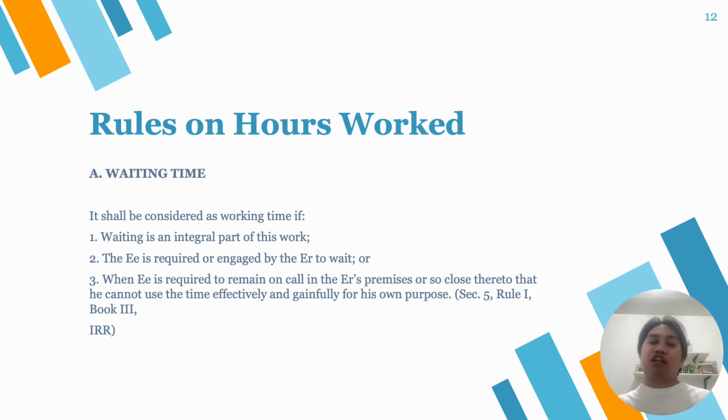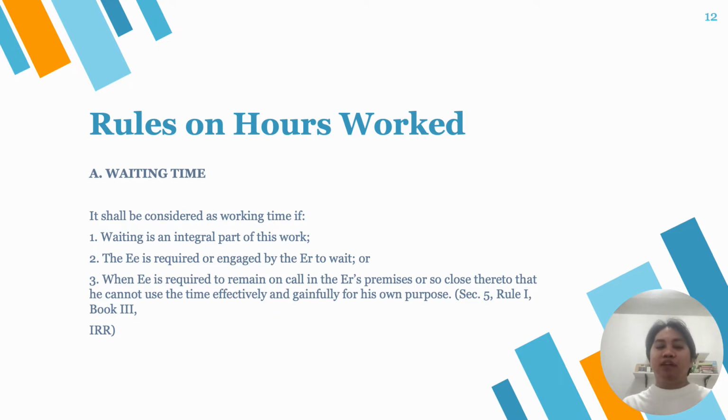The controlling factor in this particular rule on waiting time is whether waiting time spent in idleness is so spent predominantly for the employer's benefit or for the employee's. If the predominant amount of time while idle waiting to be engaged is spent for the benefit of the employer, then that particular time waiting is considered hours worked. And if the predominant benefit is to the employee, then that is not hours worked.